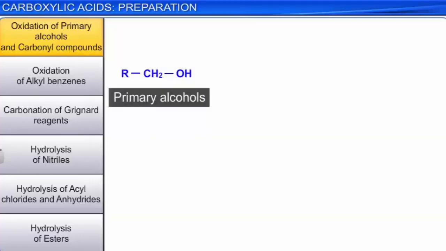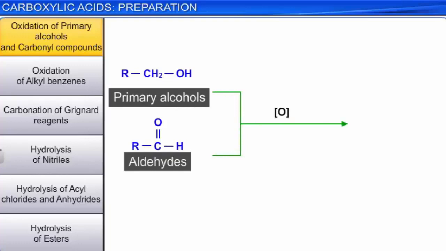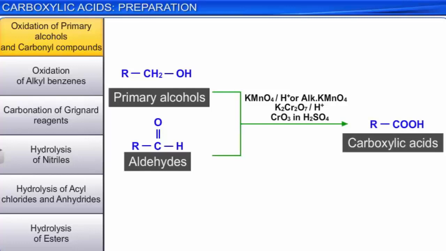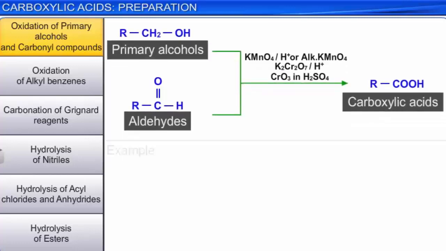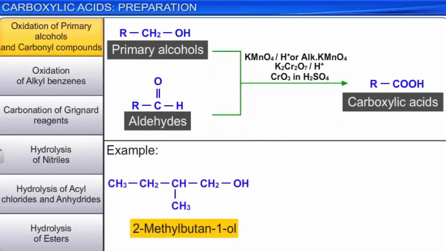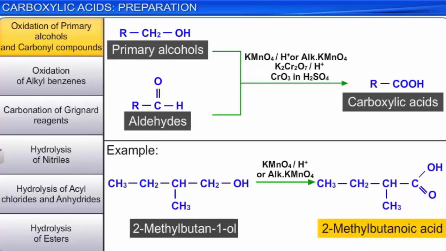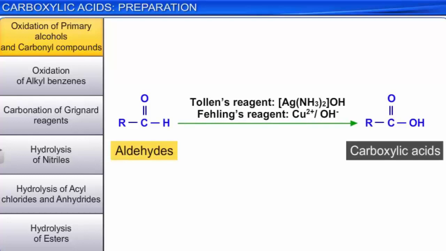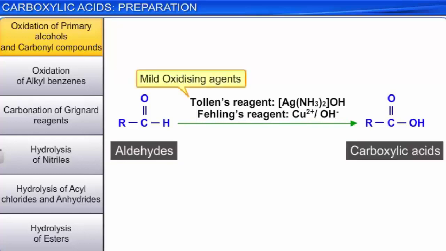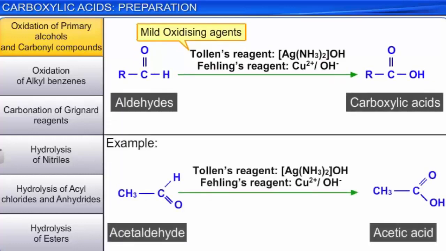Primary alcohols or aldehydes, on oxidation with oxidizing agents such as acidified or alkaline potassium permanganate, acidified potassium dichromate or chromium trioxide in sulfuric acid, give carboxylic acids with the same number of carbon atoms. For example, 2-methyl-butan-1-ol on oxidation with acidified or alkaline potassium permanganate gives 2-methyl-butanoic acid. Aldehydes can also be oxidized to the corresponding carboxylic acids, even with mild oxidizing agents such as Tollen's reagent or Fehling's reagent. For example, acetaldehyde is oxidized to acetic acid in the presence of Tollen's or Fehling's reagent.